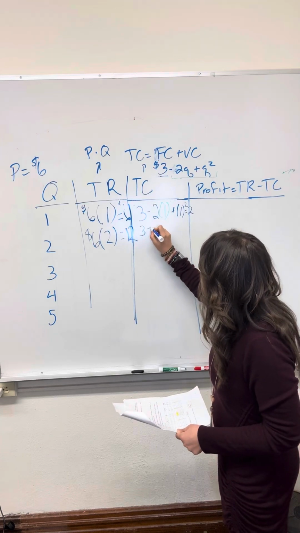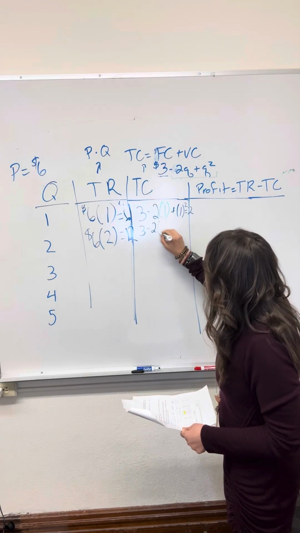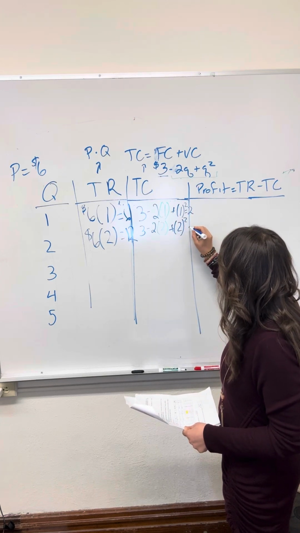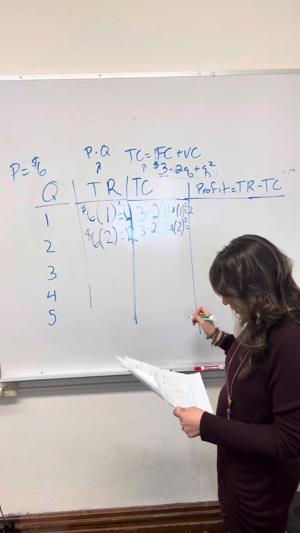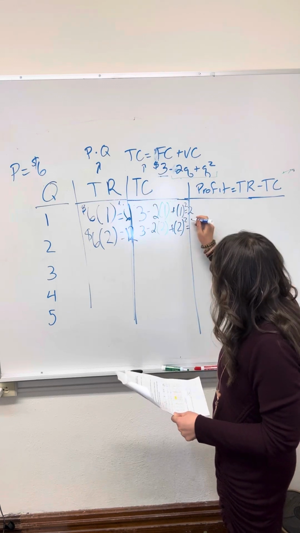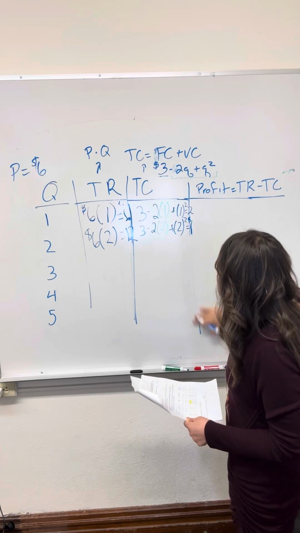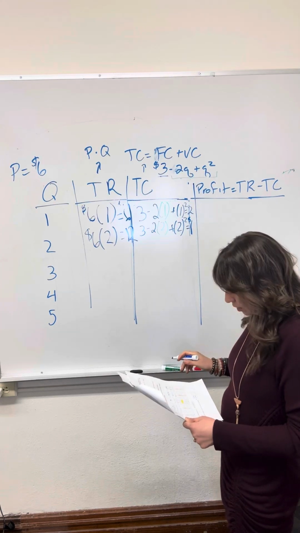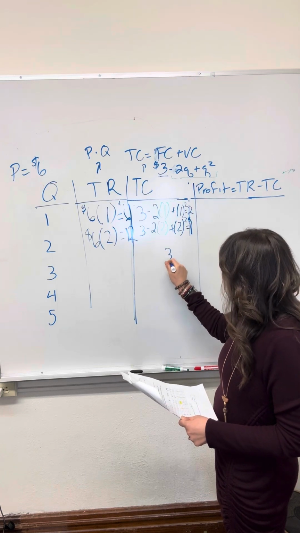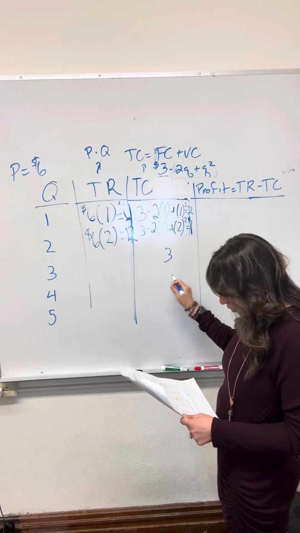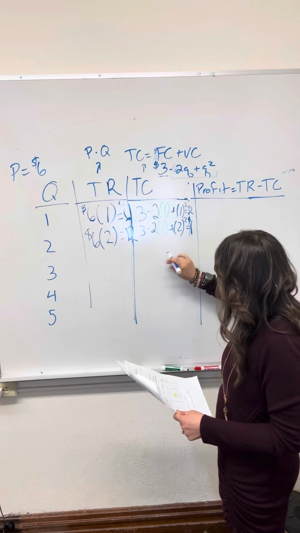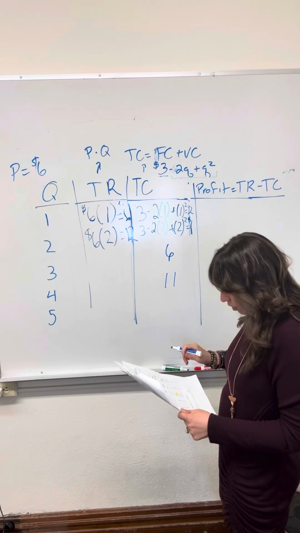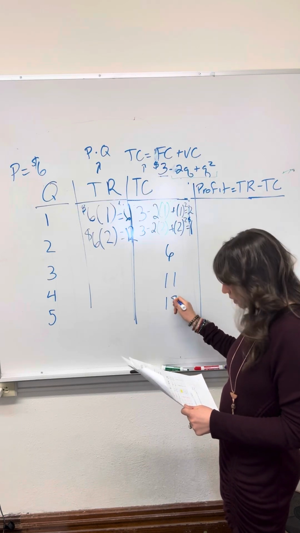We'll do that one more time. 3 minus 2 times 2 plus 2 squared, and we get 1 for our second total cost level. I'm just going to scoot this line over so we have a little more space. At 3 units produced, we get a total cost of $3. At 4 units, we get a total cost of $6. At 4 units produced, $11, and at 5 units produced, $18.